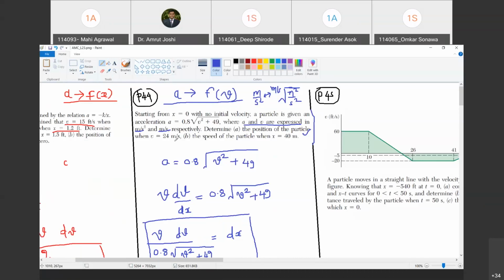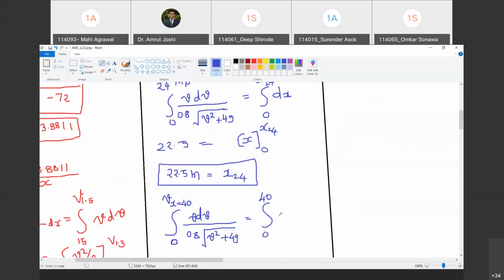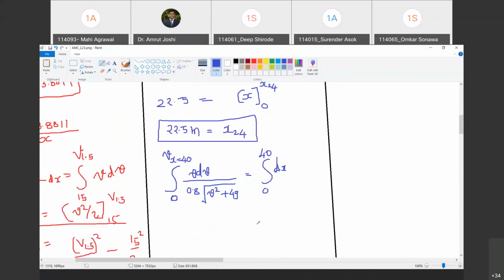Yes, sir. You have to work in the specified system of units. Very important. Fortunately, here everything is given in consistent units, so there is no question of worrying. So now 0 to 40, and what is this? dx. Do you agree with me? Yes, sir. So what is the right hand side? Tell me. The right hand side will turn out to be 40. Do you agree with me? Yes, sir.